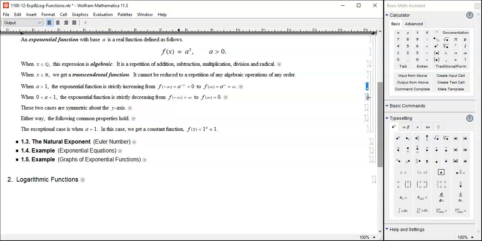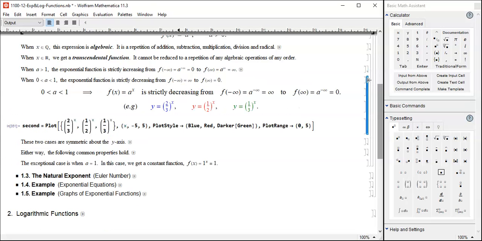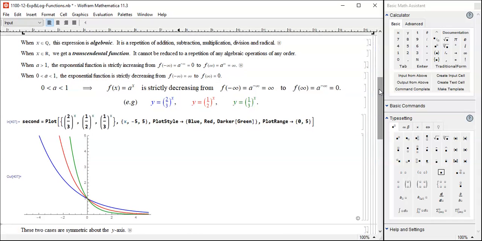Now, what if a is less than 1? Previously, we had 3/2, 2, 3. Now we have 2/3, 1/2, and 1/3. They're all less than 1. Positive, yes, greater than 0, but less than 1. And we have these graphs: 2/3 to the x power, 1/2 to the x power, 1/3 to the x power, blue, red, and green.